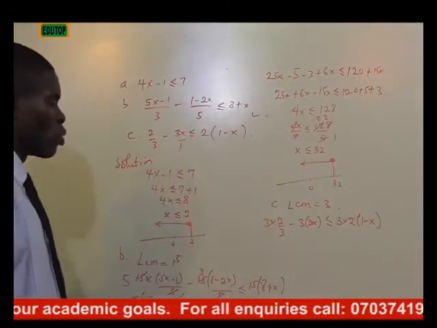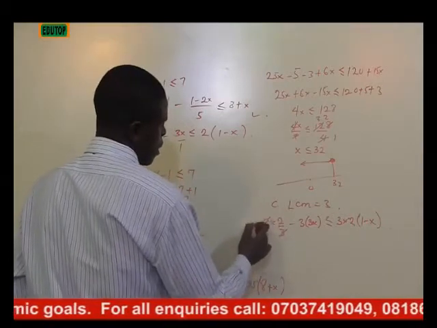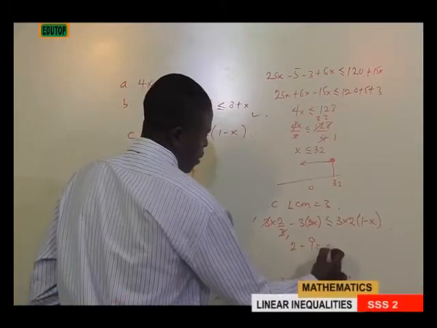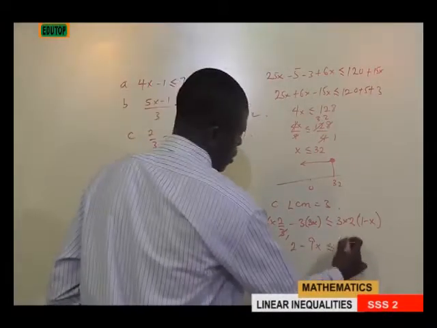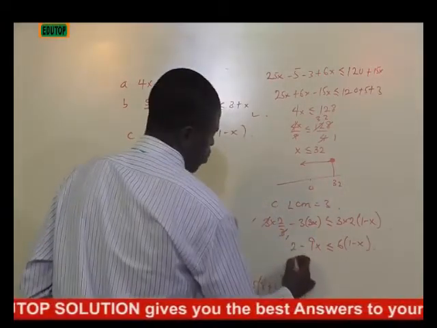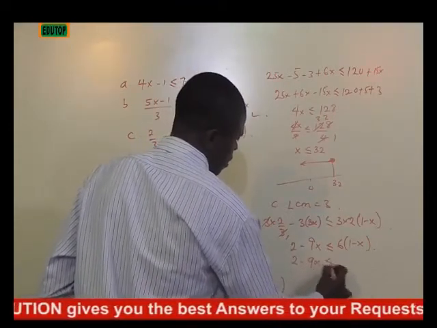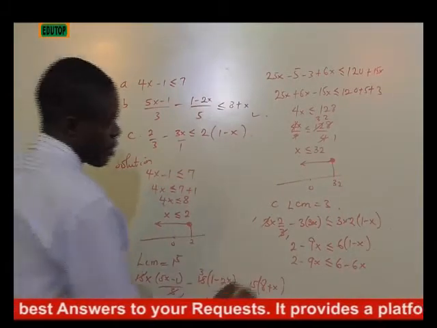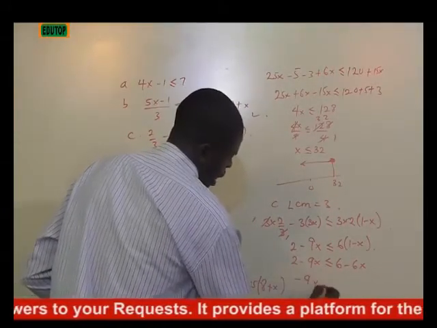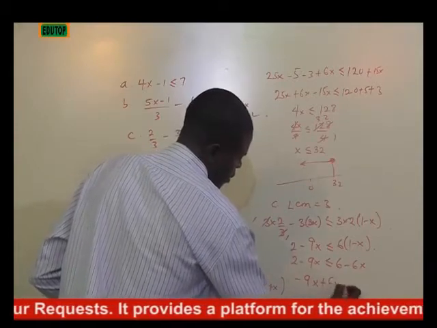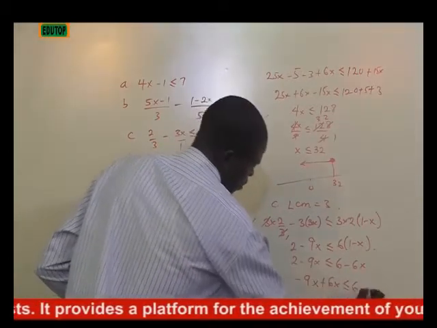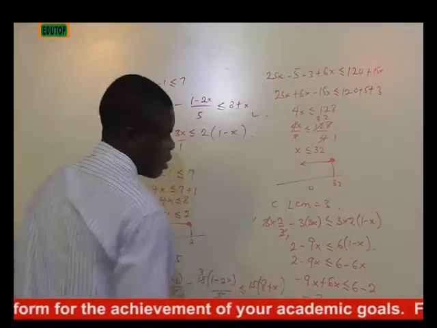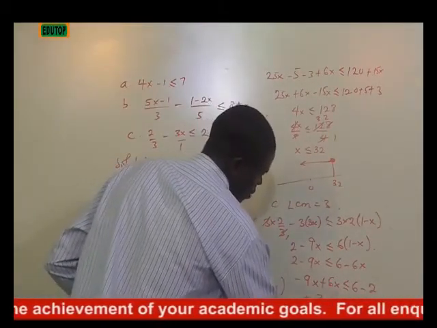So that is the first thing we have to do. So 3 here 1, 3 here 1. So this one becomes 2 minus 9x, and this one becomes 6 into 1 minus x. So that's 2 minus 9x, less than or equals to 6 minus 6x. So we collect like terms. Minus 9x, we bring this one, that becomes plus 6x, less than or equals to 6, then this one comes closer to minus 2. So we have minus 3x less than or equals to 4.